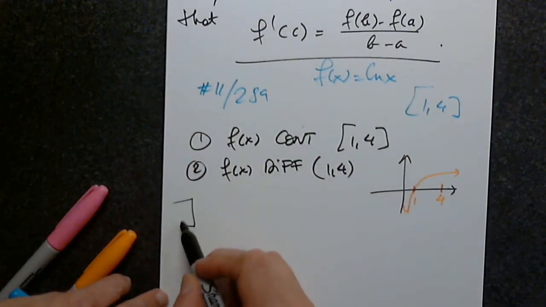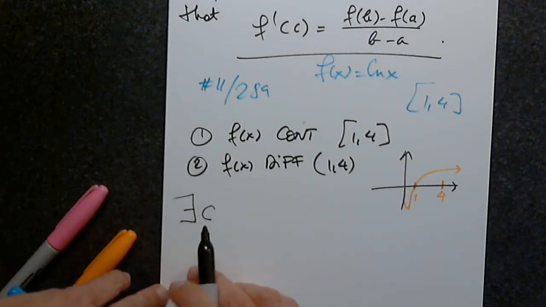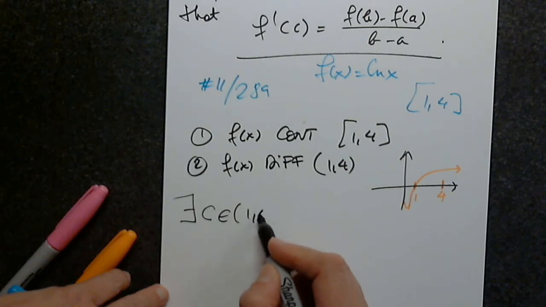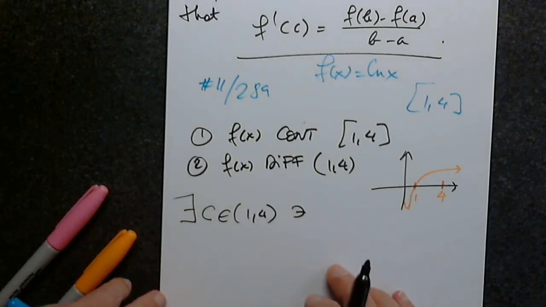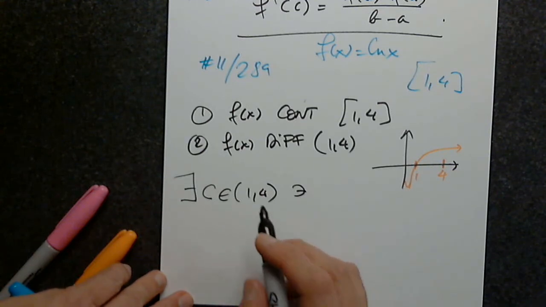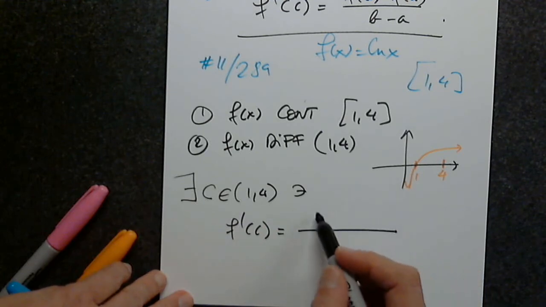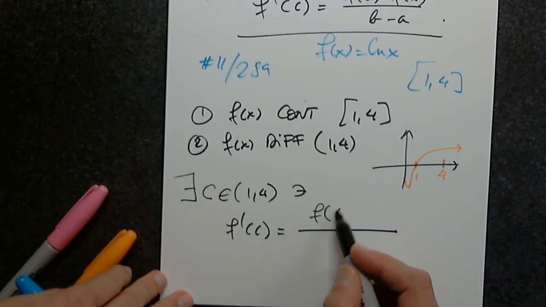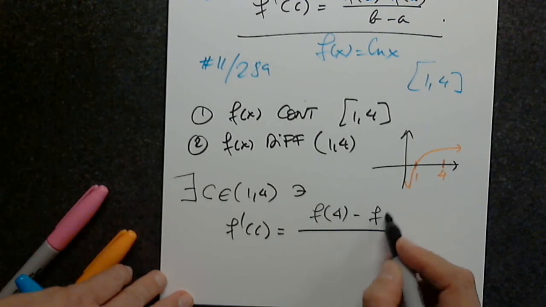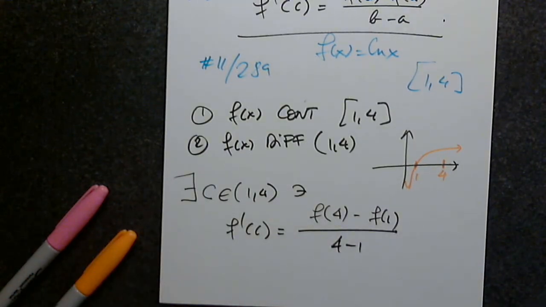Perfect. Then it's guaranteed by MVT, at least a C, in the open interval 1 comma 4, such that what? F prime of C equals, so now we plug in the numbers. F of 4 minus, very good, over, that's it. So that's guaranteed by the theorem, by the mean value theorem. But now we have to determine C.